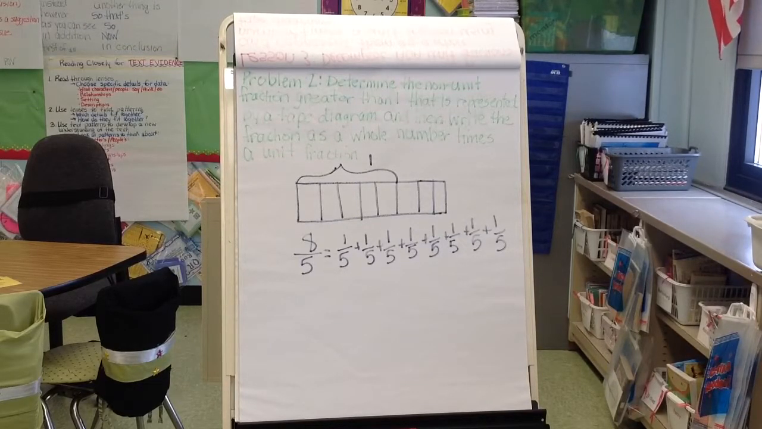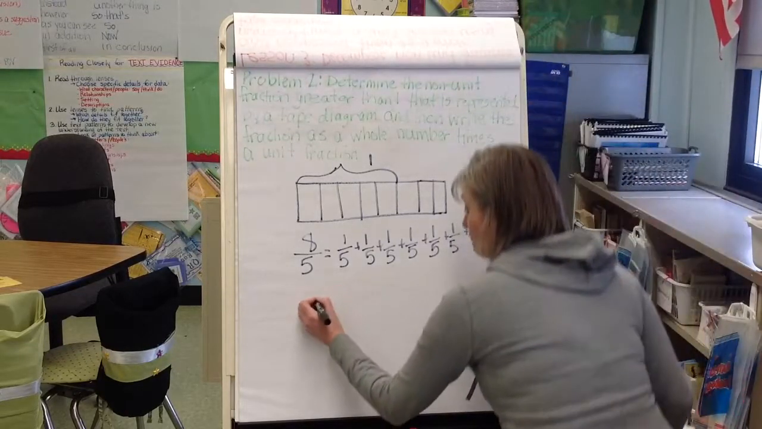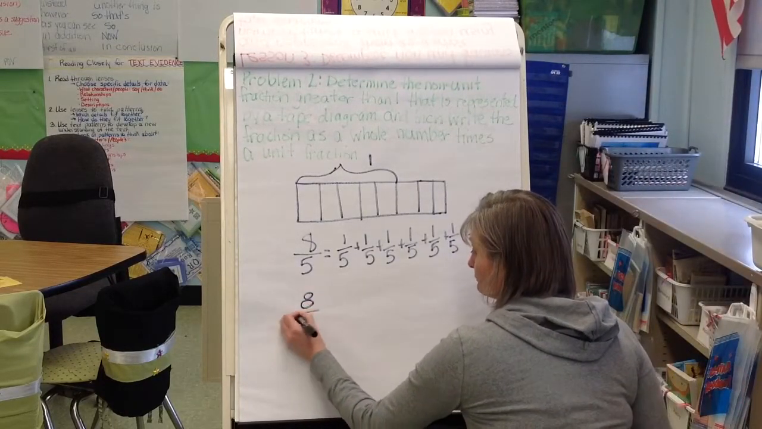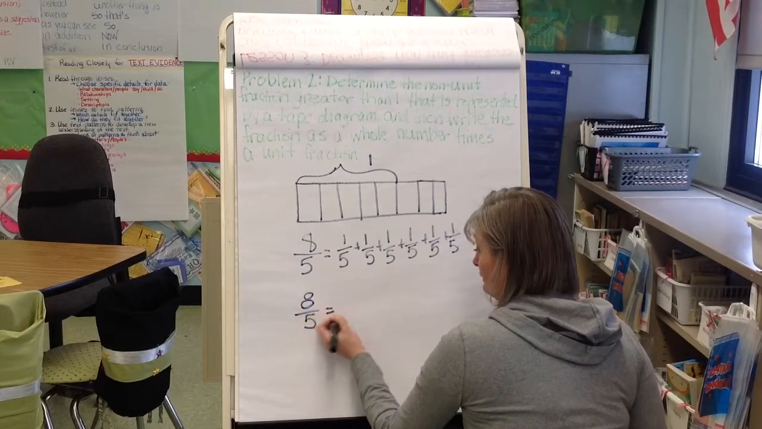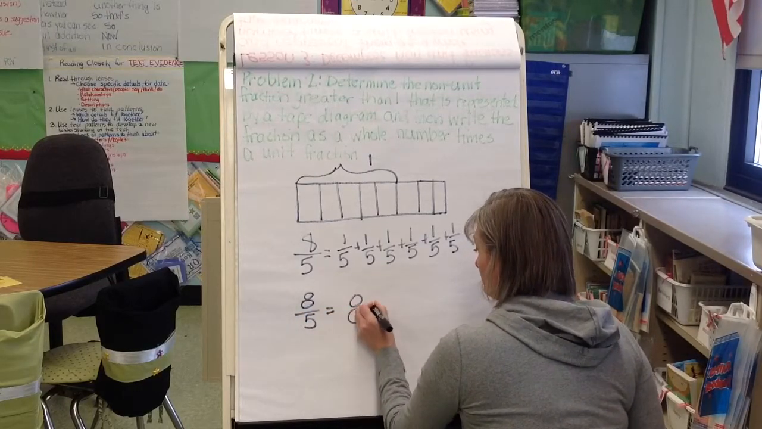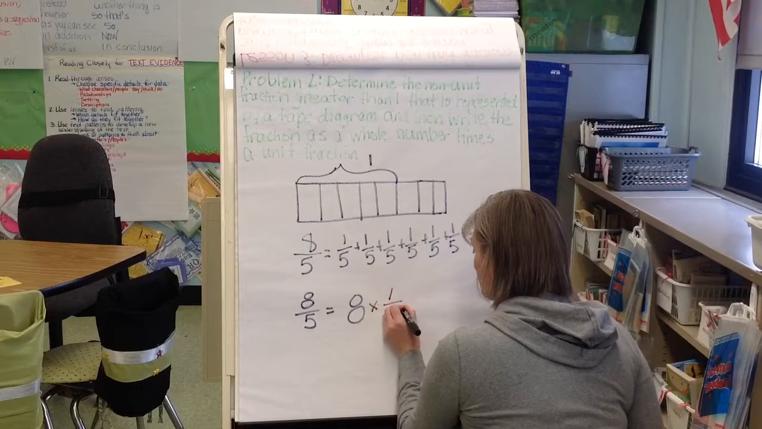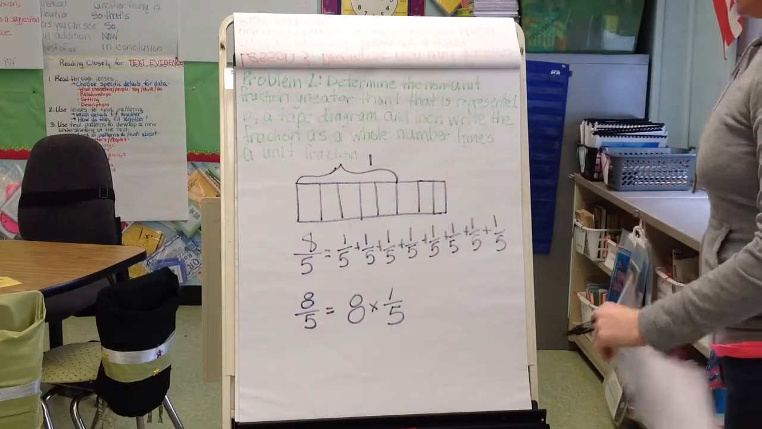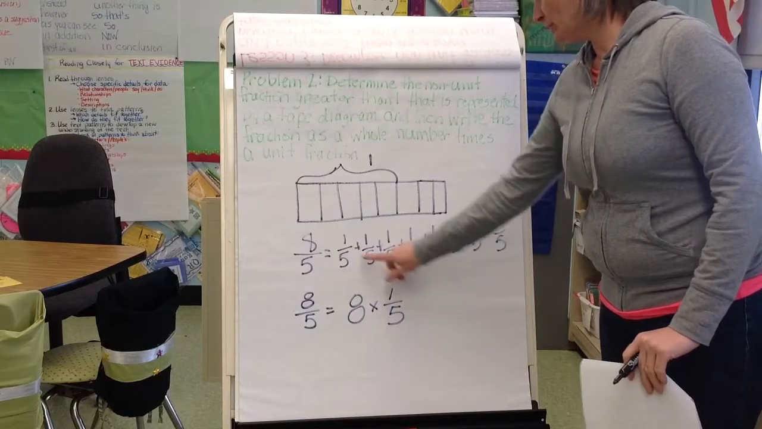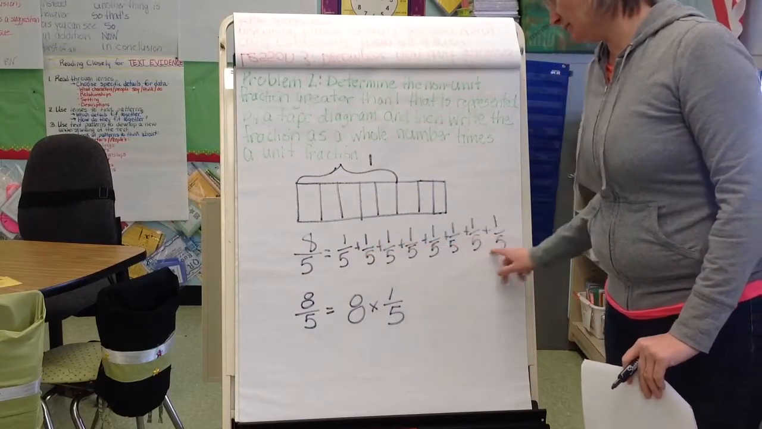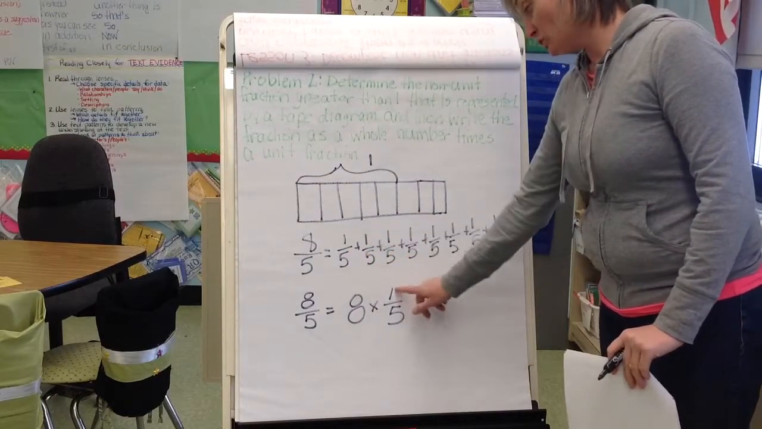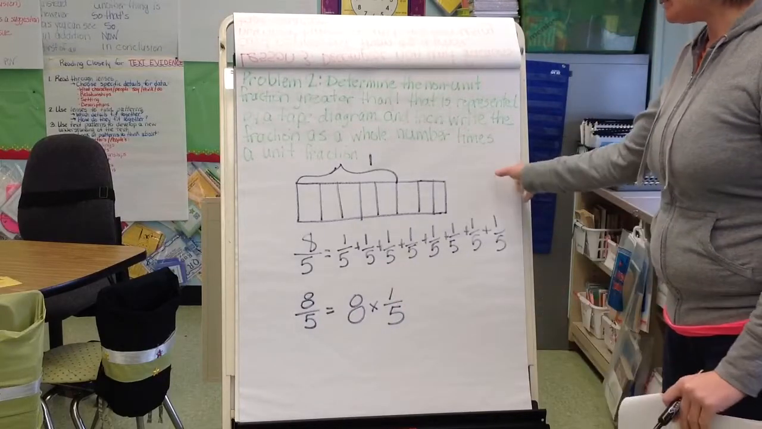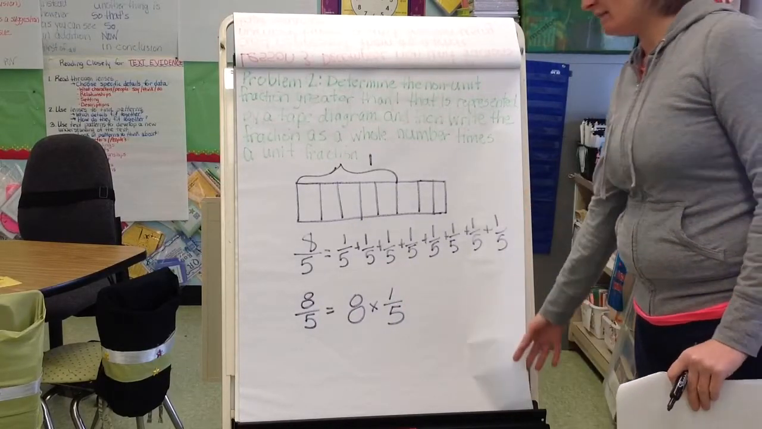We can write this as a multiplication number sentence. 8/5 is 8 times 1/5, because we have 1/5 as our unit fraction, and there's 8 of them. Instead of writing this out, we can just say 1/5 times 8, because that still gives us 8/5.